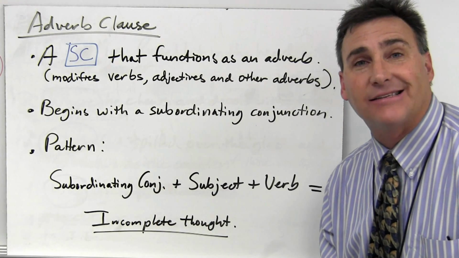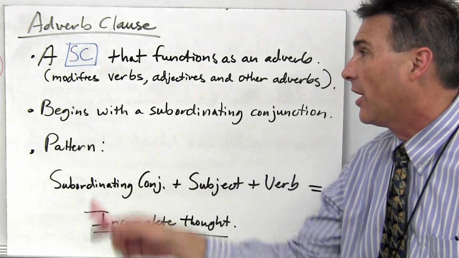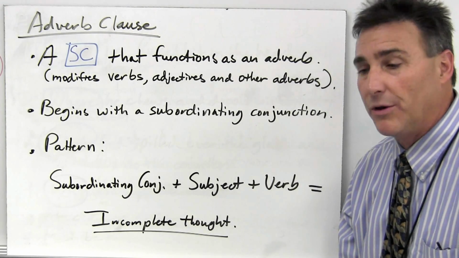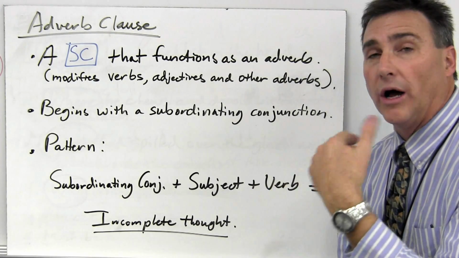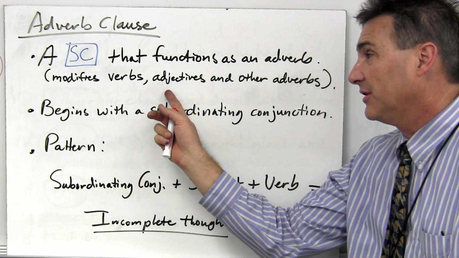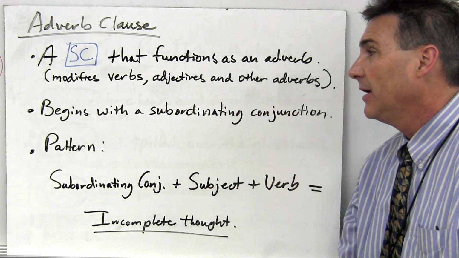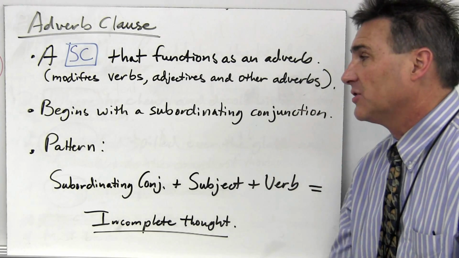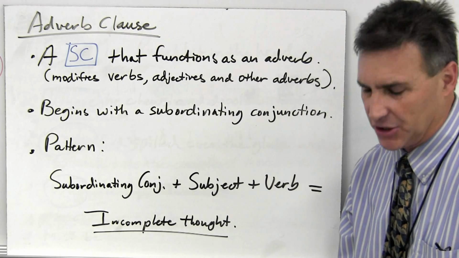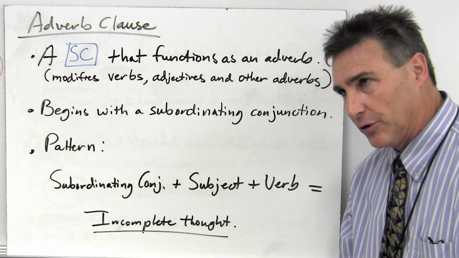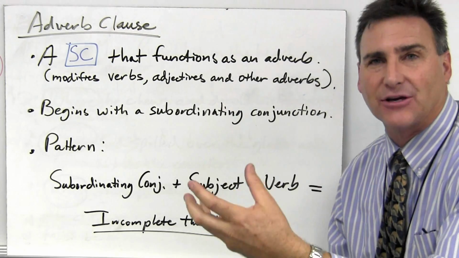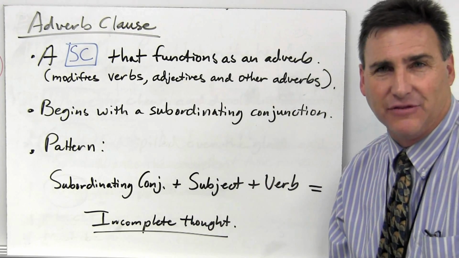An adverb clause, as the name would suggest, is a subordinate clause that functions as an adverb. That is, like any other adverb, whether a single word or a phrase, it modifies verbs, adjectives, and other adverbs. An adverb clause will begin with a subordinating conjunction. And there's quite a list of these, but subordinating conjunctions would be words like after, although, as. They tie back to an action. While. There's many of these.